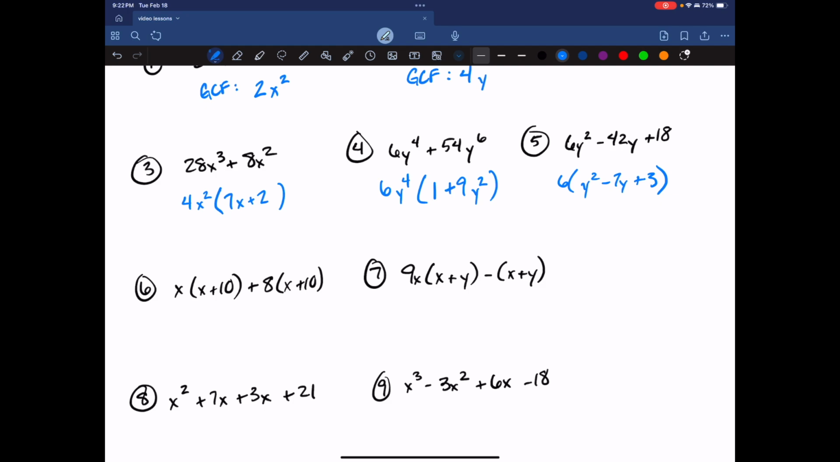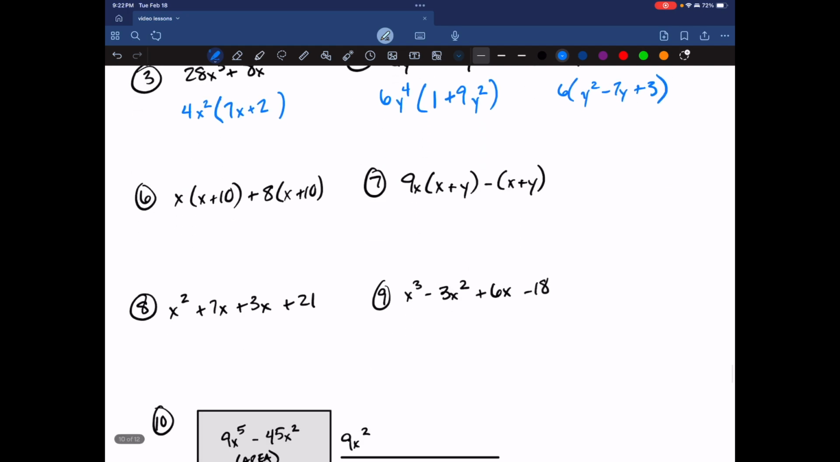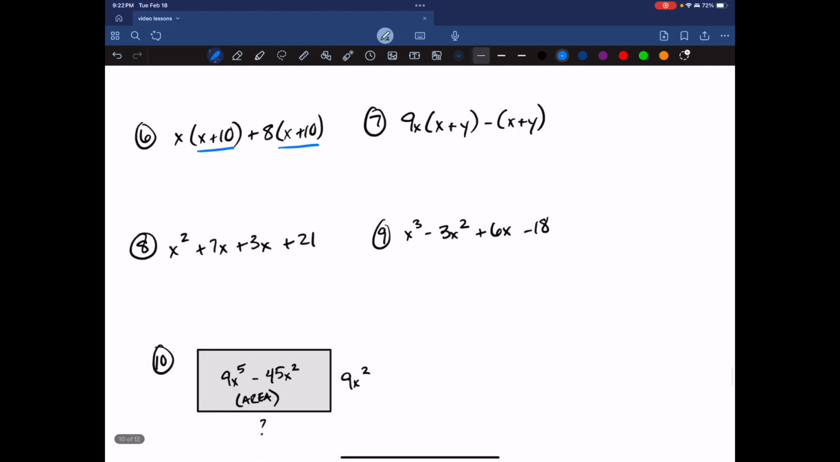Okay. Now, on 6, sometimes your greatest common factor is a polynomial in itself. So like here, both terms have an x plus 10. So I'm going to take the x plus 10 out, and I'm going to combine the terms that were on the outside. So I have an x and I have a plus 8, and I'm just going to bring those down right here. And that's that.